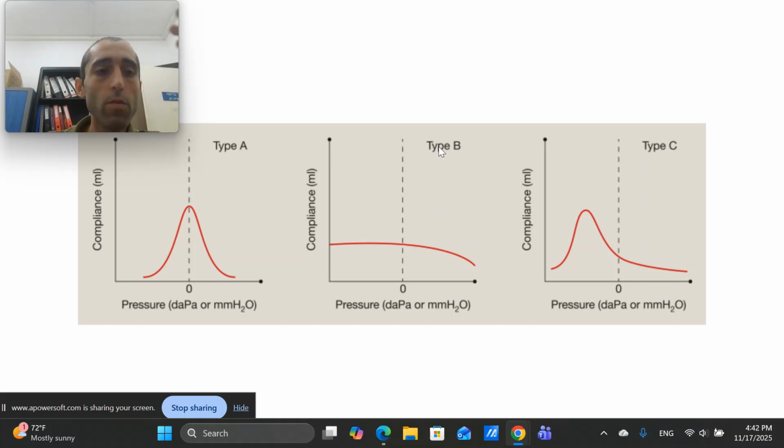B can be, for example, with fluids behind the eardrum, serous otitis media. And type C can be, for example, in Eustachian tube dysfunction. The Eustachian tube is closed, so there is no equalization of pressure. So there is a negative pressure in the middle ear, so tympanometry type C. So in conductive hearing loss, you expect to see type B or type C. In pure sensory neural hearing loss, you expect to see type A.